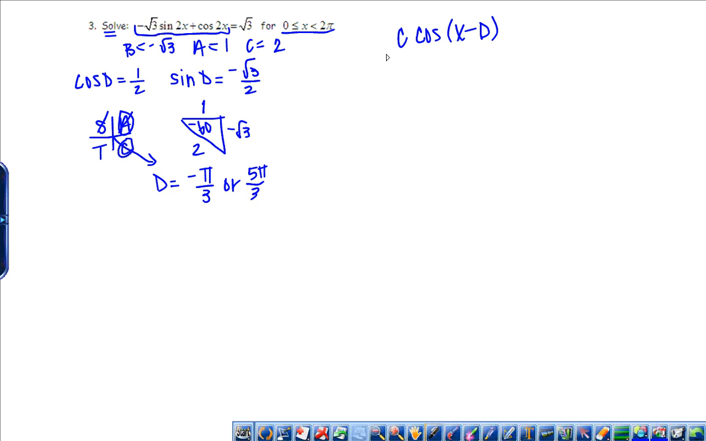Okay, so my C is 2, my cosine, and my x value, if you notice, here is 2x, and then my d. So you get to pick which d. Personally, I'm going to pick this one because it looks smaller to me, even though it's a negative. When I plug this in, it's going to become positive. So it didn't seem like a big deal to me.